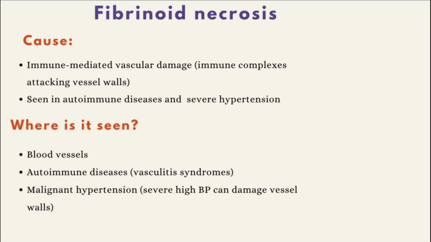The next one is fibrinoid necrosis. It is seen in immune-mediated vascular damage where immune complexes are attacking the vessel walls, seen basically in autoimmune diseases and severe hypertension, like in blood vessels, in autoimmune diseases like vasculitis syndromes, lupus, malignant hypertension, where there is a severe high blood pressure and it can damage the vessel walls.